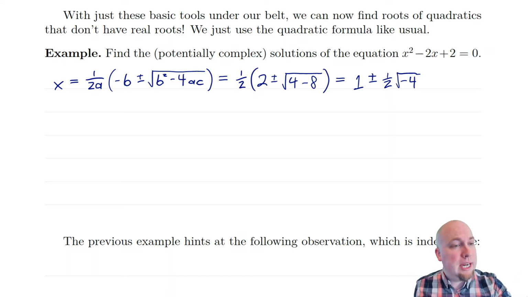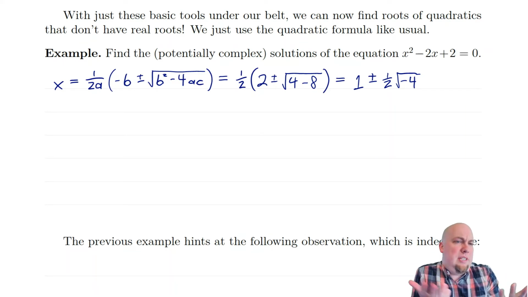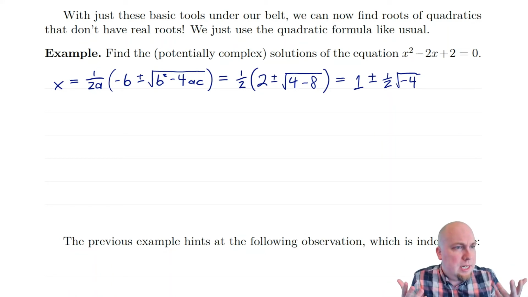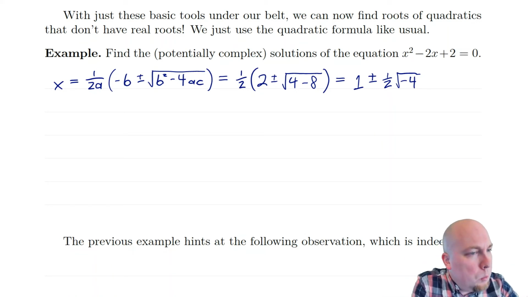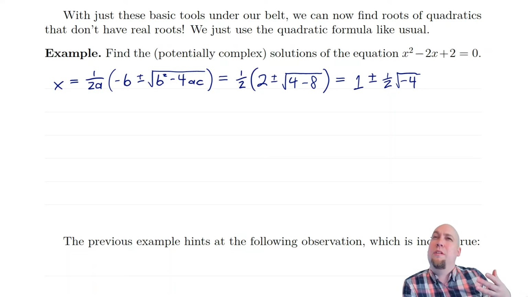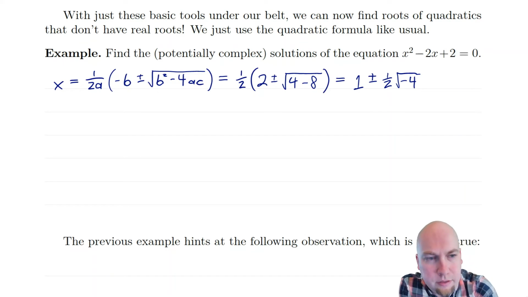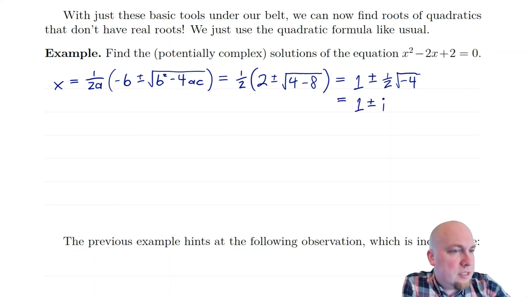The way you can find them is just to do complex numbers. You know how to do arithmetic with complex numbers now. What is the square root of negative 4? Well, the square root of negative 1 is i, so the square root of negative 4 is just going to be 2i. The 2 will cancel with the 1/2 out in front. So all that we get here is just 1 plus or minus i.